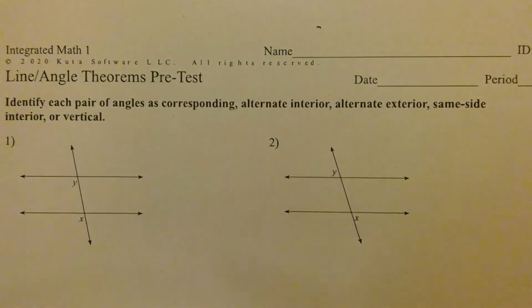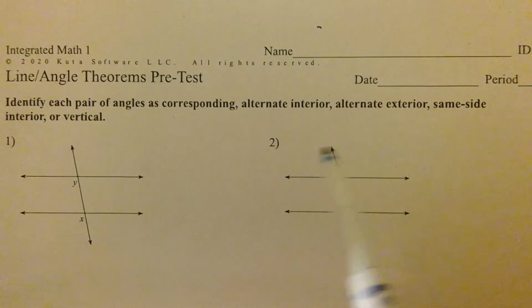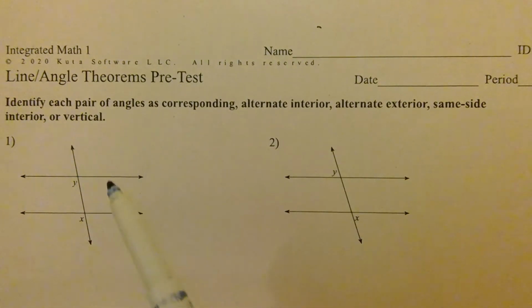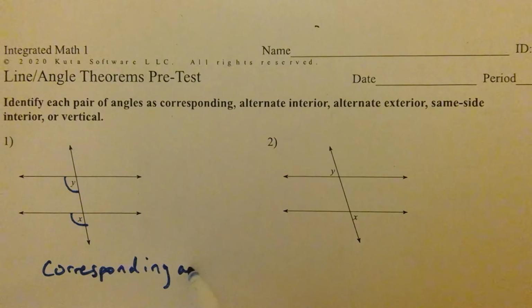So on number 1, we've got two angles, y and x, and we've got several options: corresponding, alternate interior, alternate exterior, same side interior, and vertical. So if we recall, angle y and angle x are in the same position. If I look at this point right here, it's in the bottom left. If I translate it down here to angle x, it's also in the bottom left of this area. So these are going to be corresponding angles. Okay, so go and try number 2 on your own.